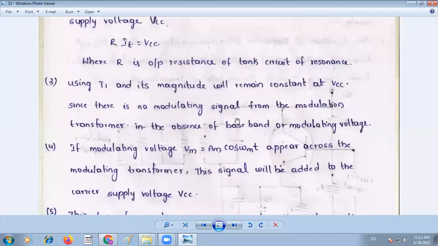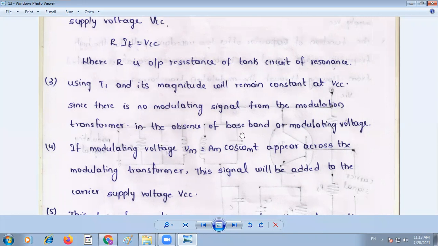So using T1, its magnitude will remain constant at VCC, since there is no modulated signal from the modulation transformer. So what is the VCC magnitude? The same magnitude is constant since there is no modulated signal from the modulation transformer. If there is no signal from the modulation transformer, the output of transistor T1 should maintain a constant voltage. That is constant voltage maintenance. That is the carrier signal.